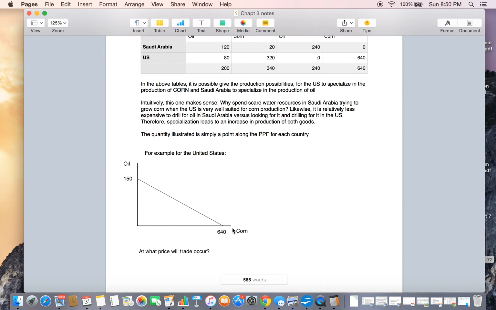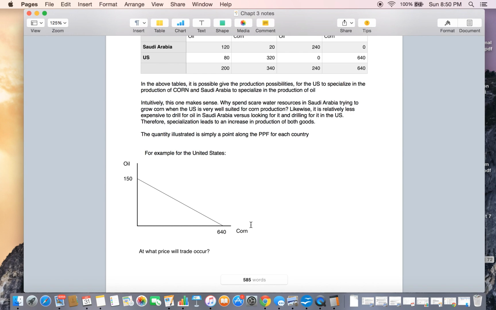Now, if we look on the corn axis or the x-axis, we see that there is no oil being produced and there's just corn being grown and harvested. So when we look at this production possibilities frontier, and we also look at the production possibilities frontier for Saudi Arabia for oil and corn, we can see the opportunity cost of oil versus corn for the United States. They're not really giving up that much oil when they choose to produce corn versus oil. But they would be giving up a lot of corn if they decided to produce oil.